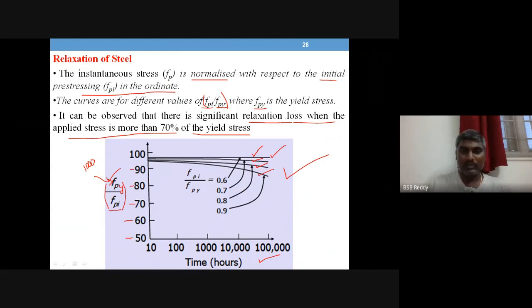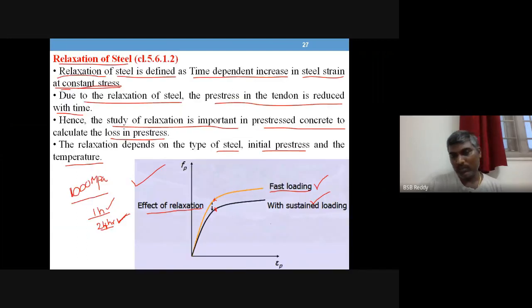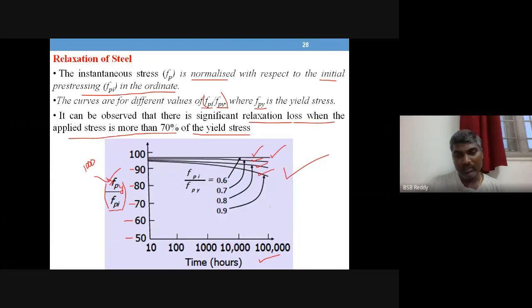So there is significant relaxation loss when applied stress is more than 70%. Once this is more than 60%, the line is bending down, which means the stress is getting loosened or lost. So the stress value also matters here. The way you apply the load matters, and also the amount of stress matters.